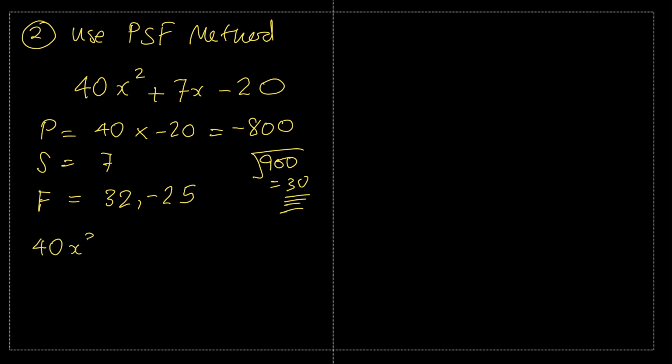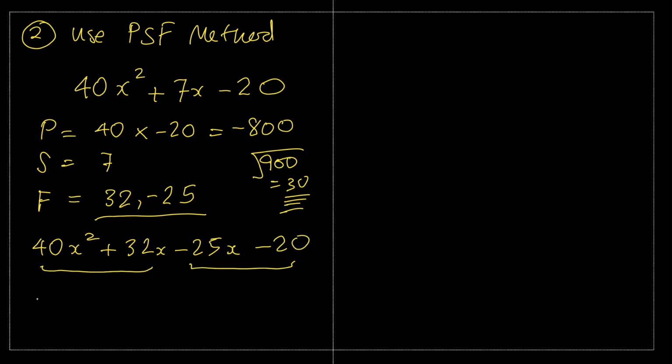So you go 40x squared. You're going to split that 7x up according to this scheme here. So it's plus 32x minus 25x minus 20. Now we're going to factorize in pairs. So the common factor there is 8x, bracket 5x plus 4.